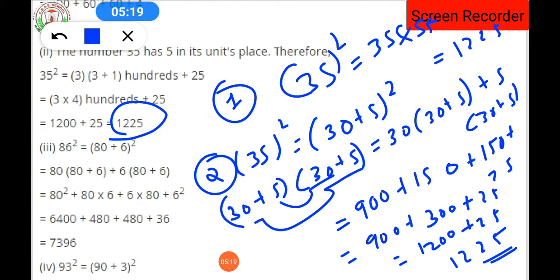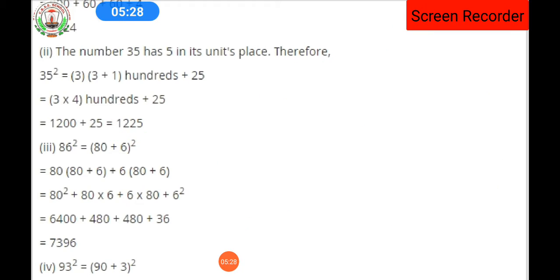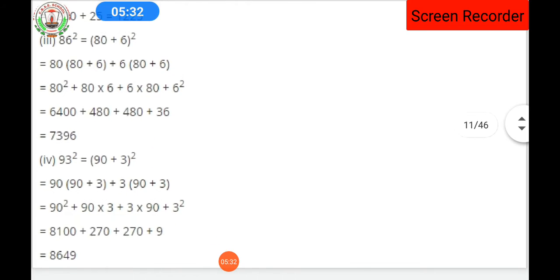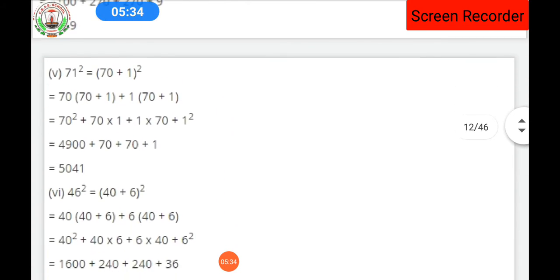Okay, so I think you will find it easier to use the first method, directly multiplying the number without doing this second method. So better, I suggest you try to do the first method, it will become easy for you. Okay, clear everyone?